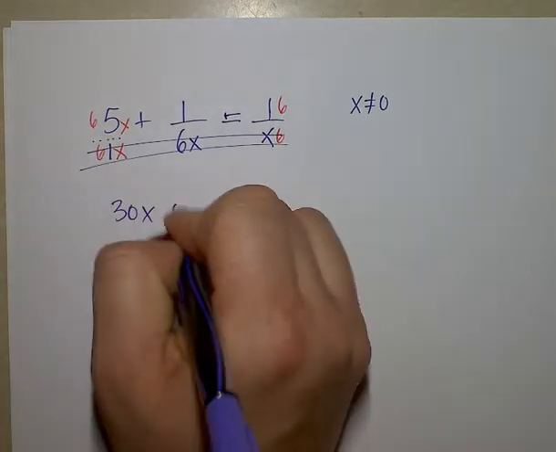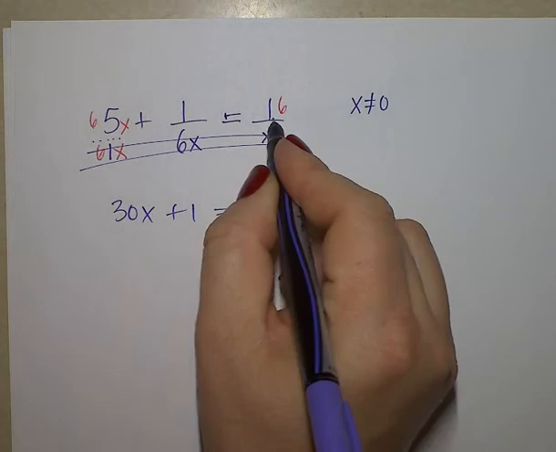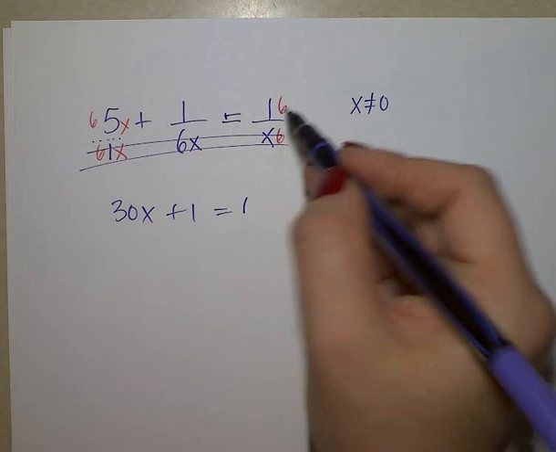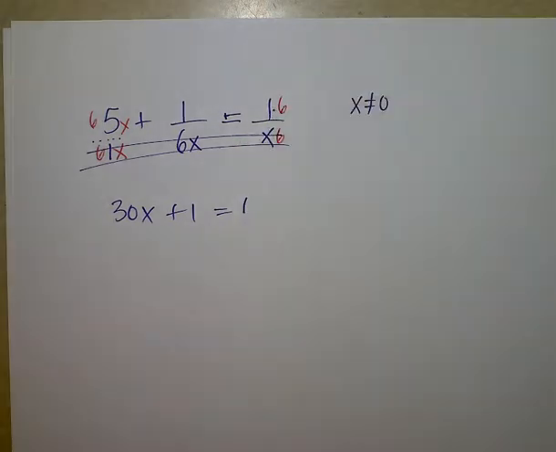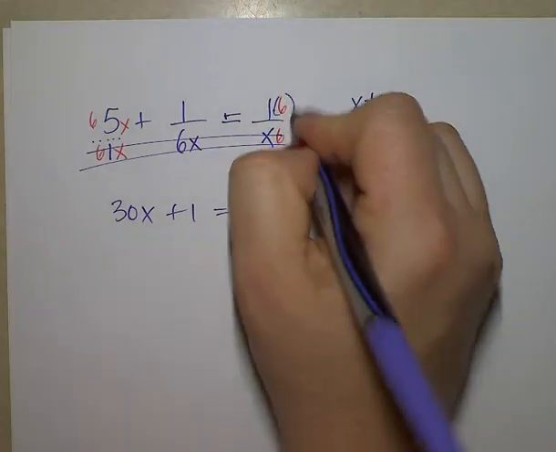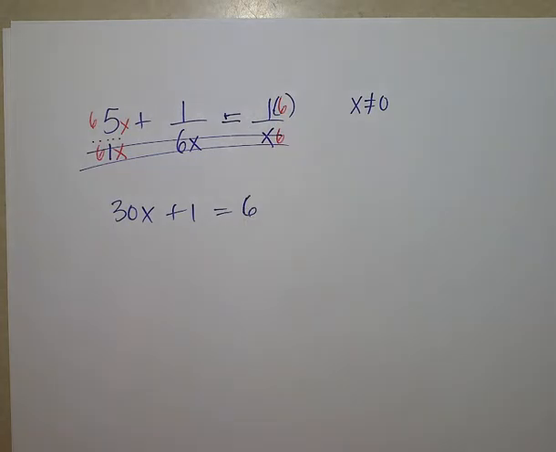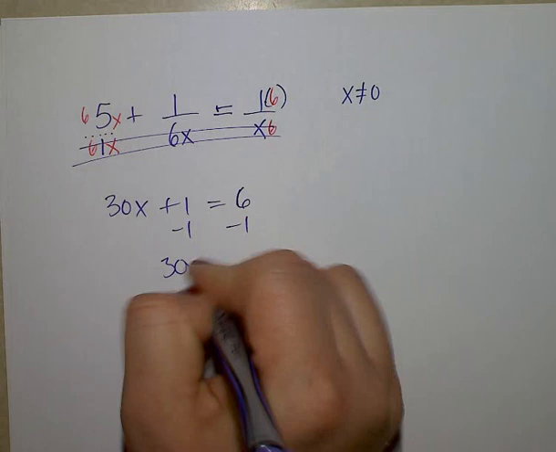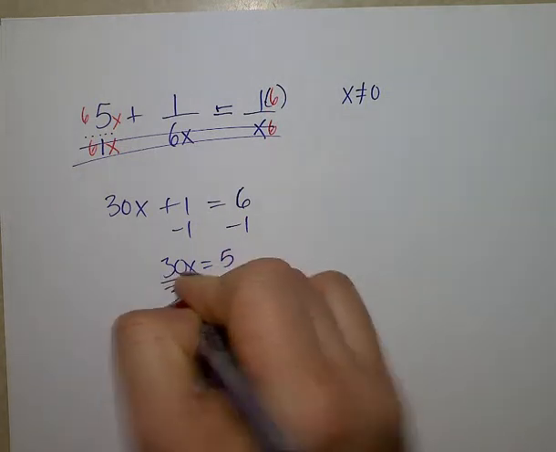30x plus 1 equals, this by the way is not 16. Does everybody see where I was messy here? This is not 16. When you multiply, really, what is it? I should put parentheses, you're right. It is a 6. Okay, I'm going to subtract 1 from both sides. I'm going to divide by 30.